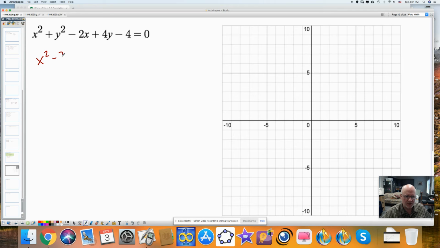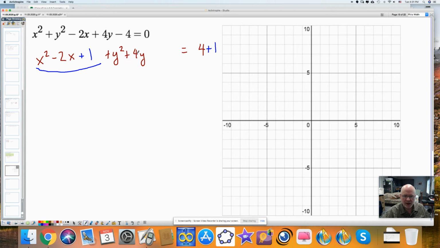So we have x squared minus 2x. I'm going to leave a space here for the completing the perfect square trinomial, plus y squared plus 4y, and I'm going to leave a space here, is equal to, and I'm going to add 4 to both sides. So I have 4. Well, what do you add to this to make this a perfect square trinomial? Half of -2 is -1, and -1 squared is 1. So I'll add 1 to both sides of the equation.